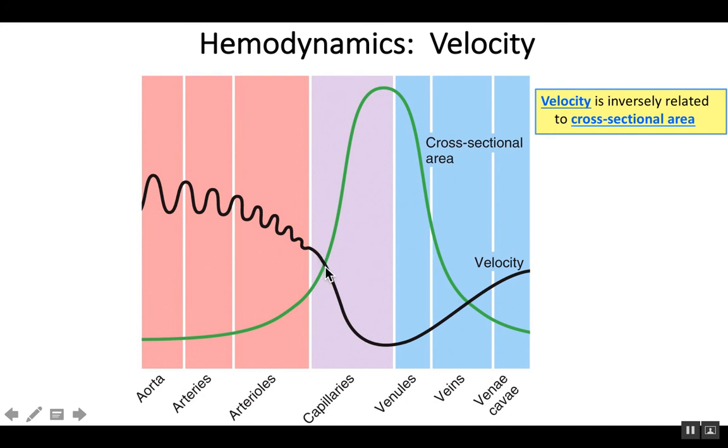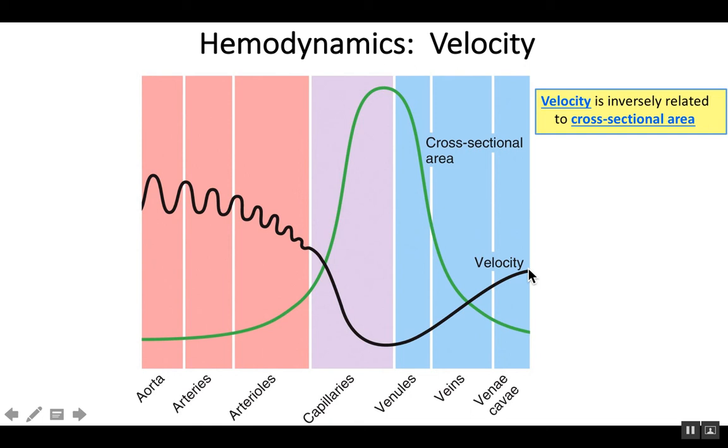Then when that blood goes into all those capillaries, because those arterioles keep branching and branching, all those capillaries have a huge cross-sectional area. And that causes blood to slow right down in your capillaries. Then capillaries merge together to form venules, but there's less venules than capillaries, and there's less cross-sectional area, so blood actually starts to speed up a little bit in your venules, veins, and vena cava.